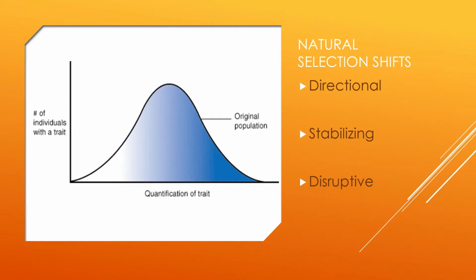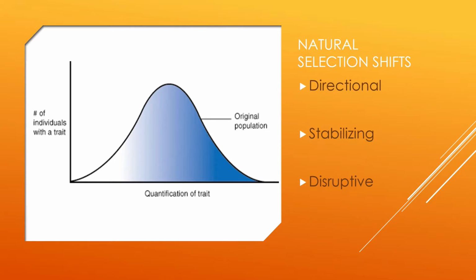Okay, so there are three different kinds of shifts of natural selection: directional, stabilizing, and disruptive. We're going to talk about all of them. But first, the easiest way to understand and see these shifts is by using a bell curve. A bell curve basically shows that there is the most of something in the middle or the average, while there is the least towards the outsides. That's what a bell curve initially shows.